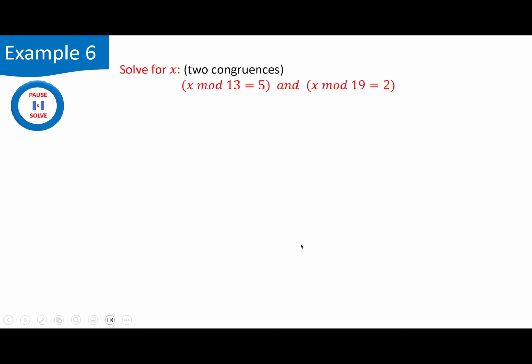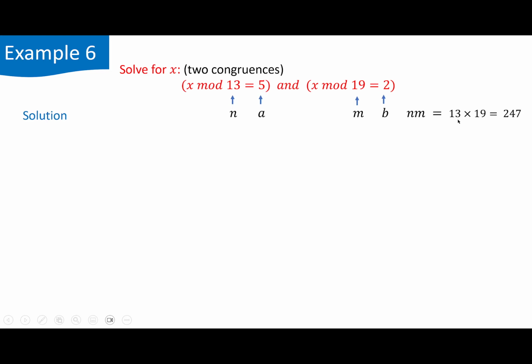Example 6. When you see this pause and solve, I recommend that you pause the video, solve the system, and come back and check your answer. Again here, I need to identify my A, B, and N and M. So this is M because it has to be larger than N. With N comes A, with M comes B.